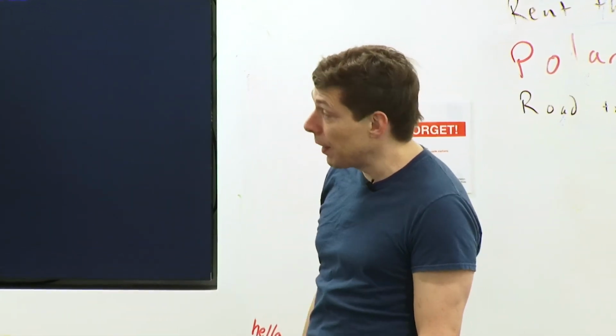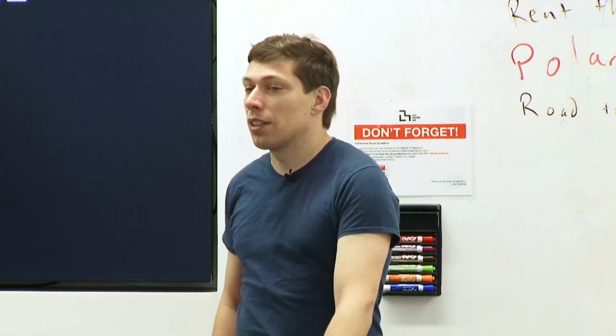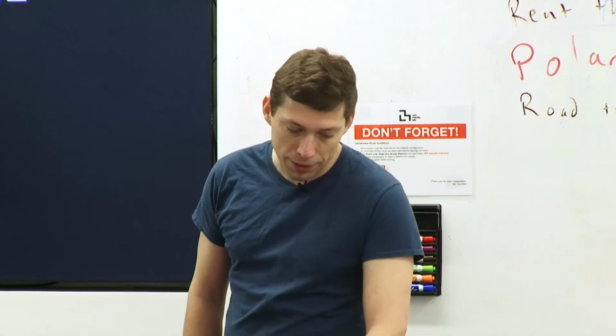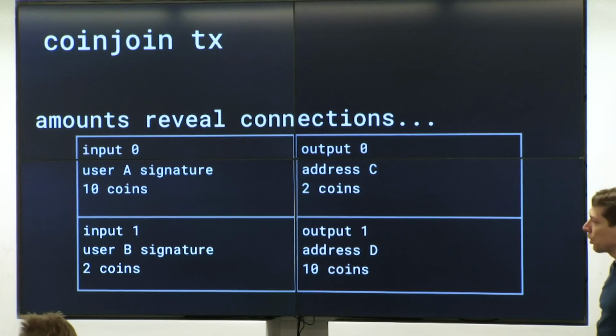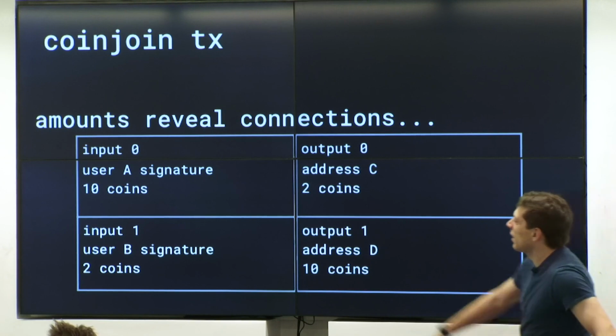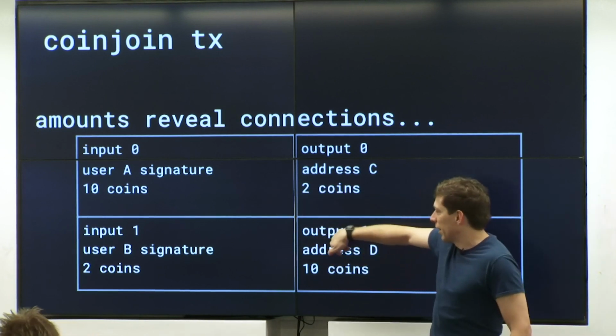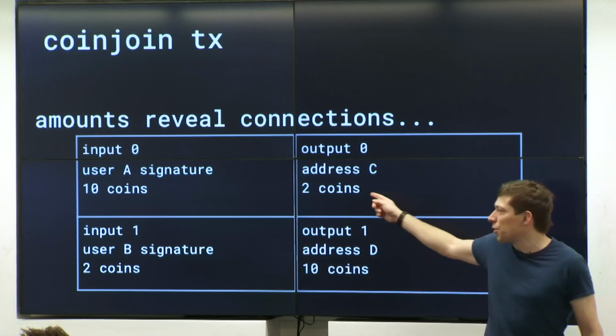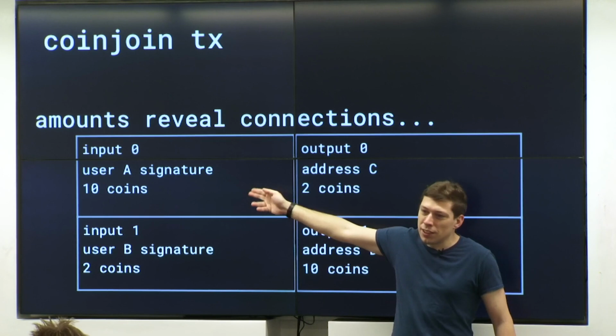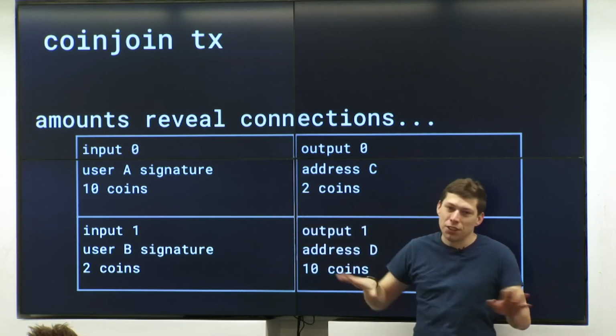But one issue, and a really big issue, was that the output amounts can often reveal who's sending what where. In this example, maybe I don't know who's A, B, C, or D. These all just look like uniformly random addresses or pubkeys. But if I see an input with 10 coins, an input with 2 coins, and then an output with 2 coins and an output with 10 coins, there's probably something like this going on. Why else would you do this? If you were actually trying to send 2 coins somewhere, why even involve this 10-coin input? Why not just say 2 coins to 2 coins and you're done?